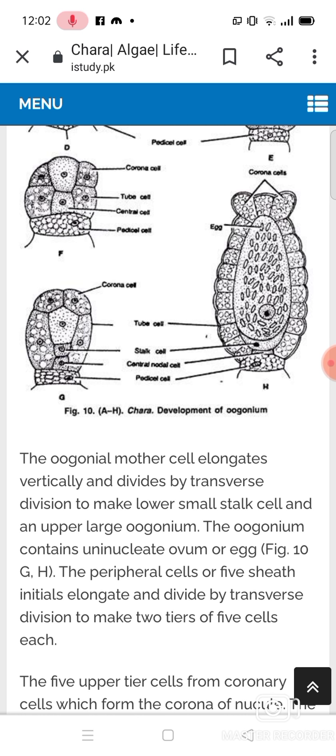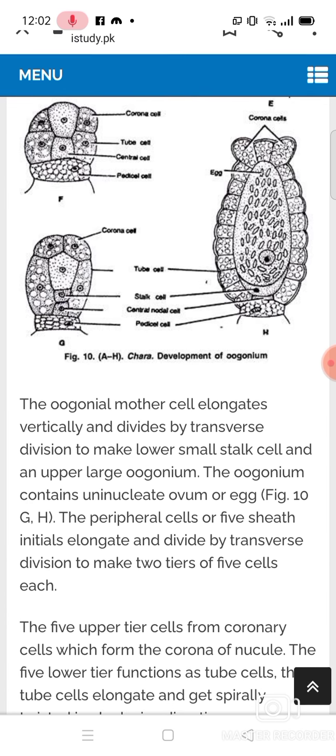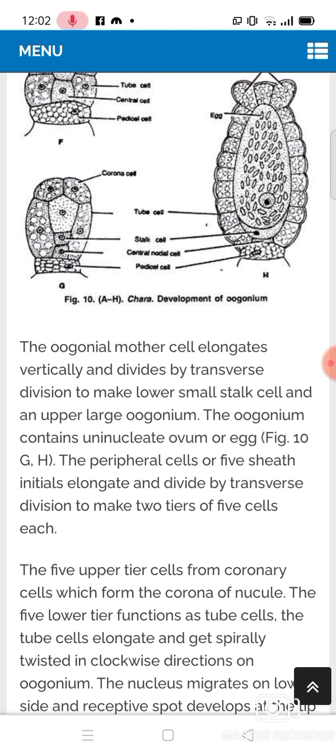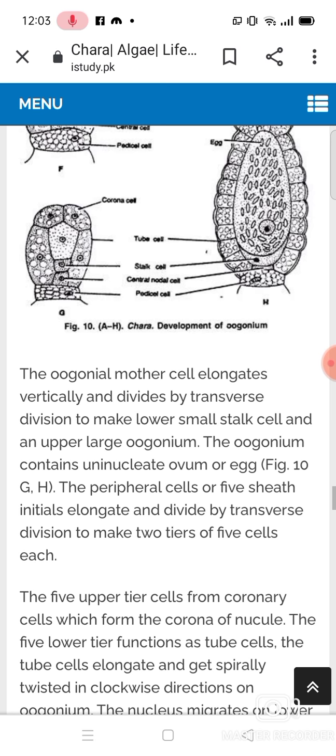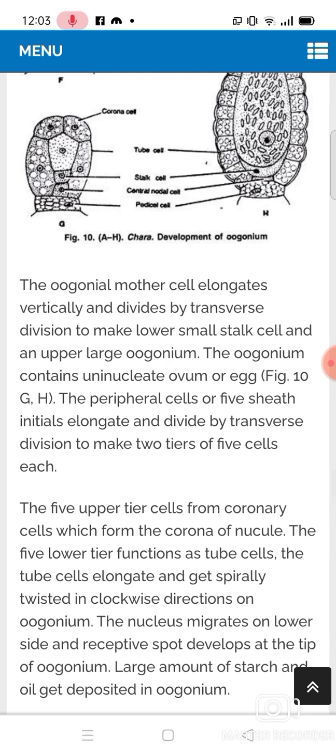The peripheral cells, or the 5 sheath initials, elongate. These are the cells which surround the egg cell, and they are called the peripheral cells or the 5 sheath cells. They elongate, protect the egg cells, and divide by transverse division to make tiers of 5 cells each. The 5 upper tier cells form the coronary cells, which form the corona of the nucleus. In the diagram, you can see the corona of the nucleus or the coronary cells. Basically, they are the protective cells which protect the egg.